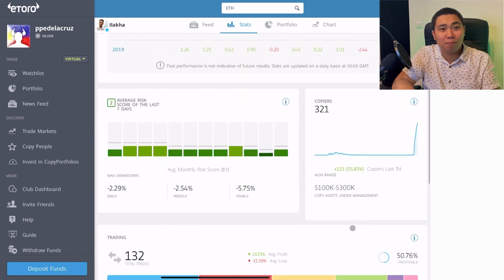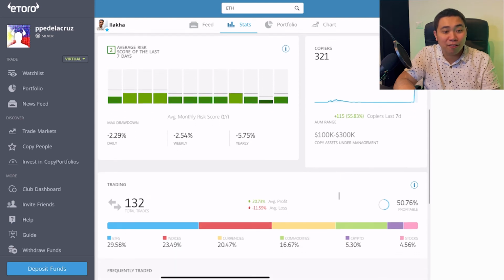You can also see the person's copiers. Currently, there are about 321 people copying, with assets under management in the range of about 100 to 300,000, which means the total amount that's copying this person's trades is in the range of 100 to 300k.